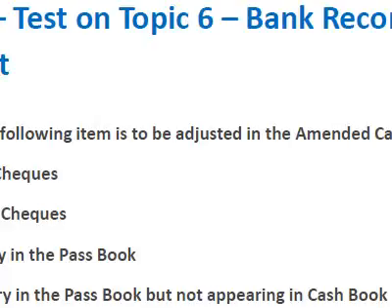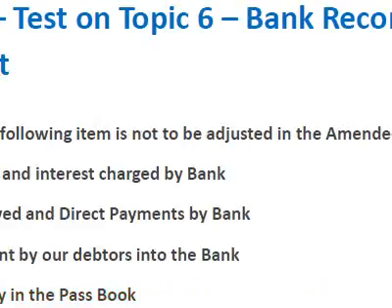Then a correct entry in the passbook but not appearing in the cash book. Examples will be, let us assume a customer has directly paid into the bank account, or the bank has debited the customer for some bank charges, or the bank has collected some interest, or some dividend on behalf of the customer. All these entries will appear in the passbook but will not appear in the cash book unless the accountant of the deposit holder receives intimation from the bank. So all these entries can be made in the cash book, and then we can arrive at the amended cash book balance. So D is the answer.